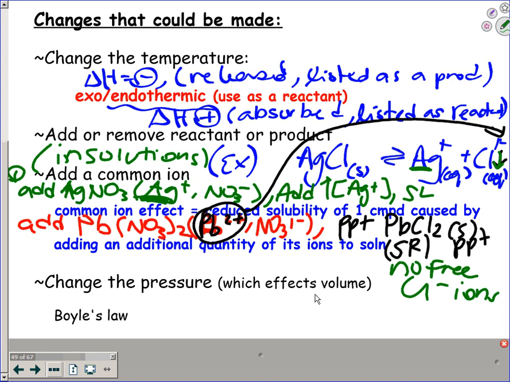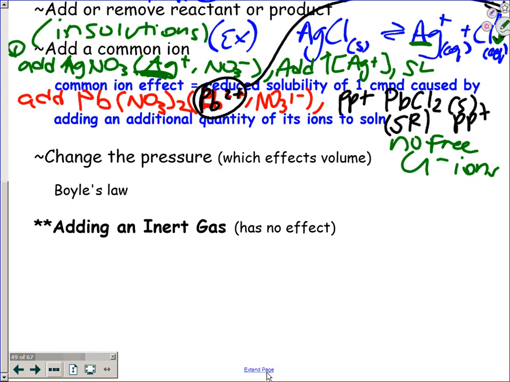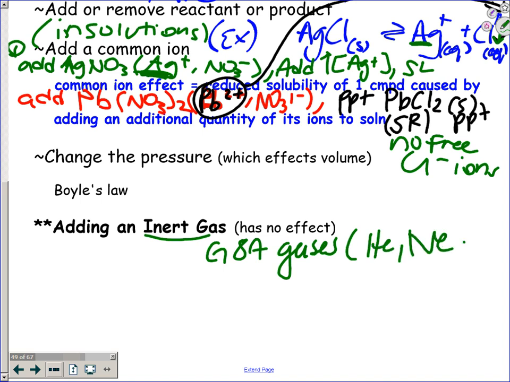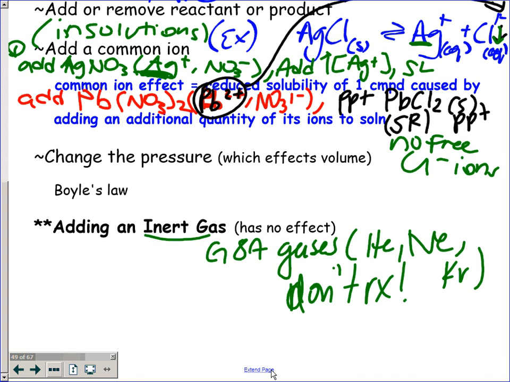All right, and the last two that you already know about are changes in pressure, which in volume and pressure have a common relationship, which is Boyle's law, and adding an inert gas, which we've already seen twice now. It's group 8A gases, like helium, neon, krypton. Any of those are inert gases, which means that they don't react. So if they don't react, they don't cause shifting in equilibrium.